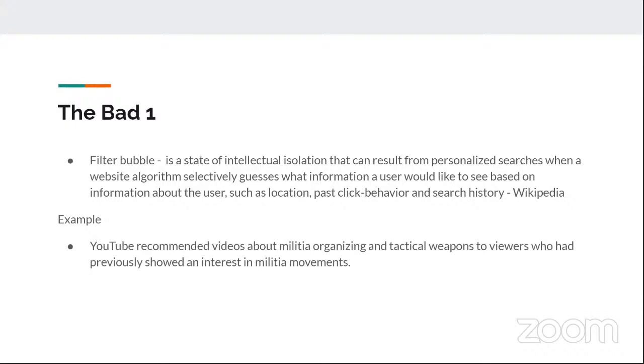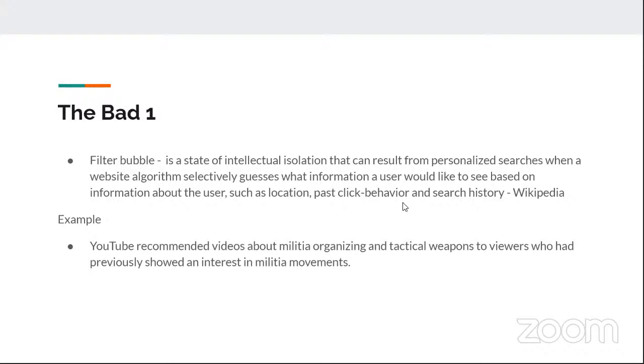So recommender systems have real consequences. Of course, you can increase revenue, you can increase watch time, you can do all of these things, but it's important to remember you're building systems that have real life impact on real people. So this is one: the filter bubble.